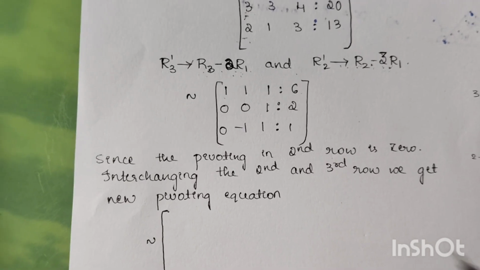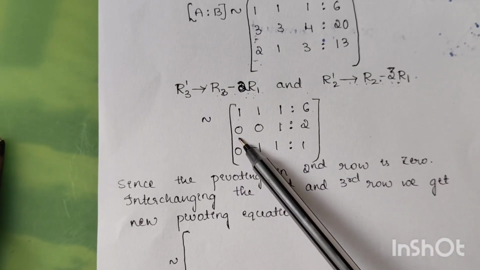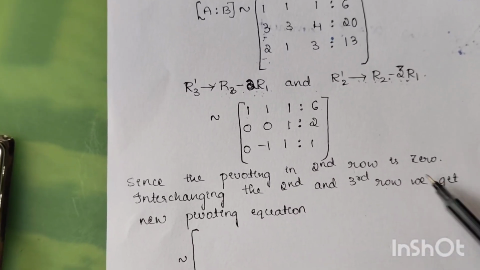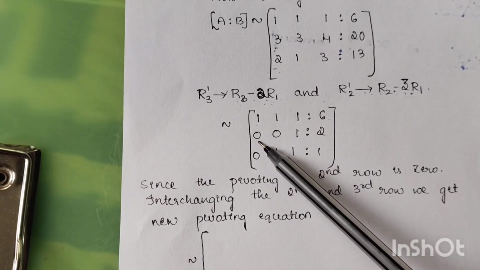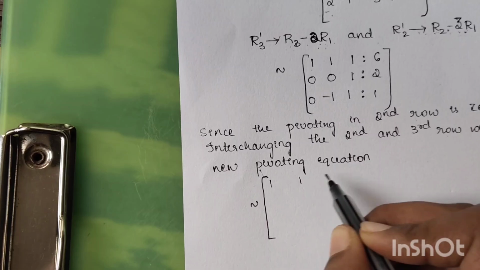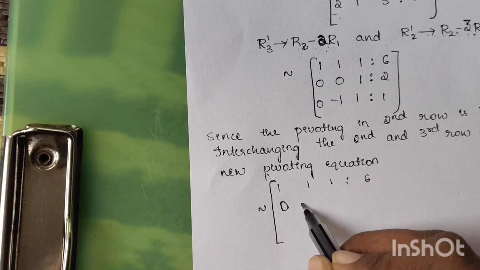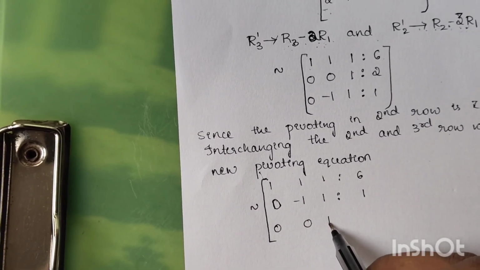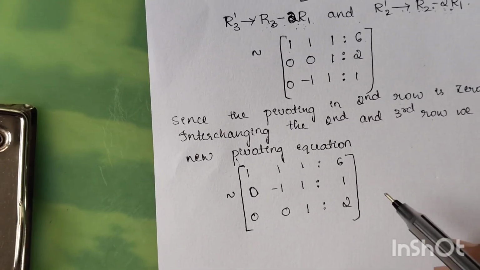Since the pivot in the second row is 0 here, interchanging the second and third rows we get a new pivoting equation. That is, we interchange rows 2 and 3. We get 1 1 1 | 6, 0 minus 1 1 | 1, 0 0 1 | 2. So we get a new pivoting equation.